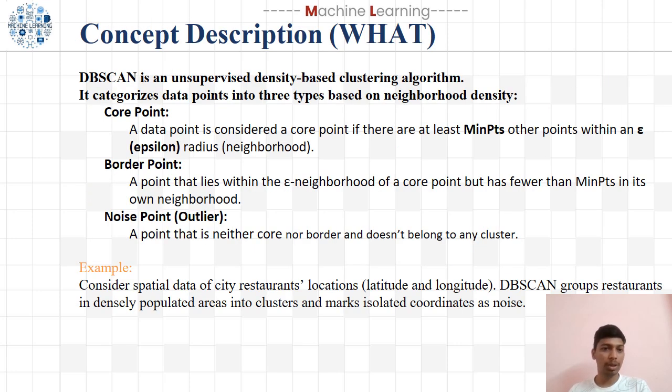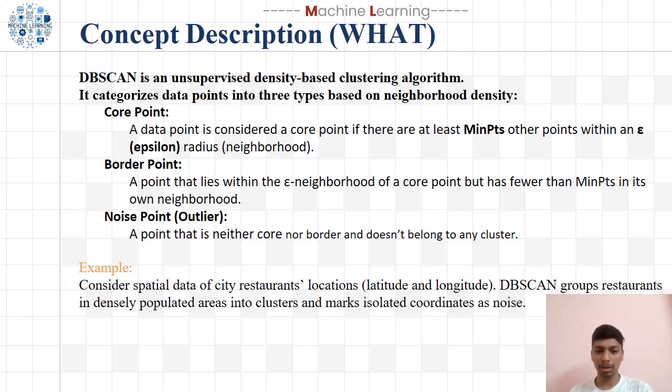So next is the concept description. DBSCAN is an unsupervised density-based clustering algorithm. It categorizes data points into three main types based on their density: core point, border point, and noise point. These are the three types.